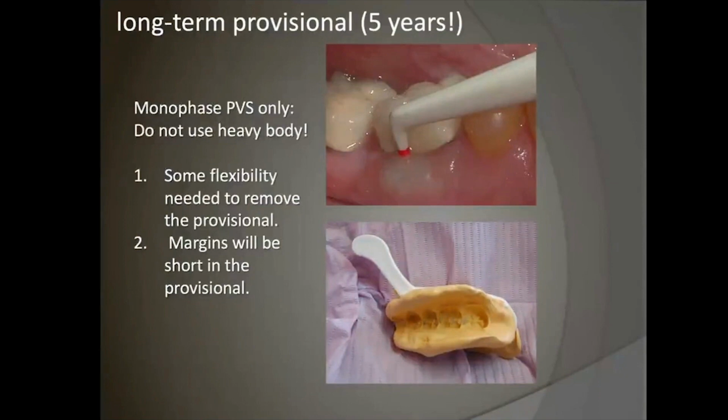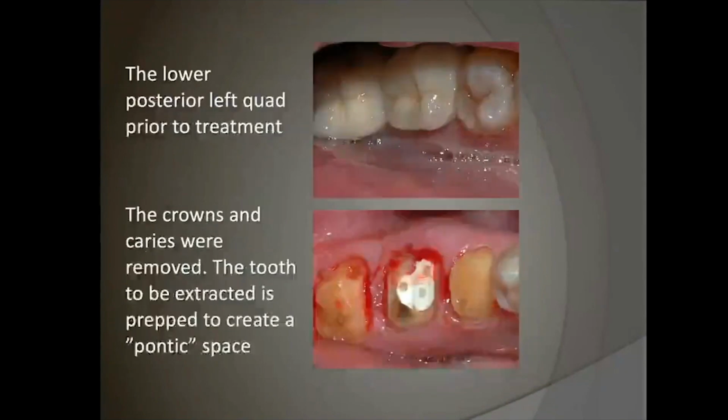So what we'll do is we'll take a primary impression. In this case, this was before Status Blue came on the market. This is many years ago. So we have another type of material, also a medium body from Parkel, and we use that. And then lower posterior quad prior to treatment.